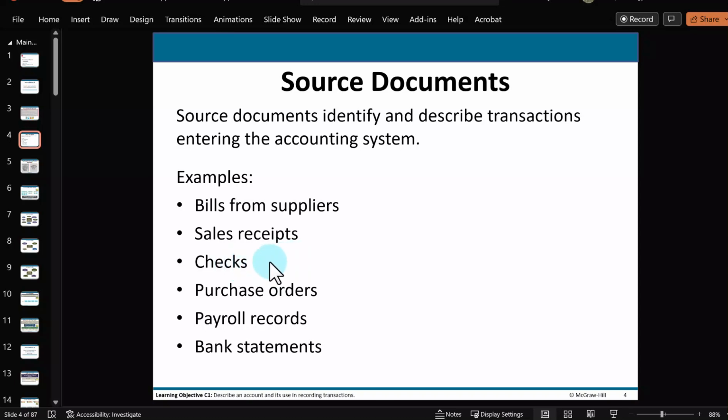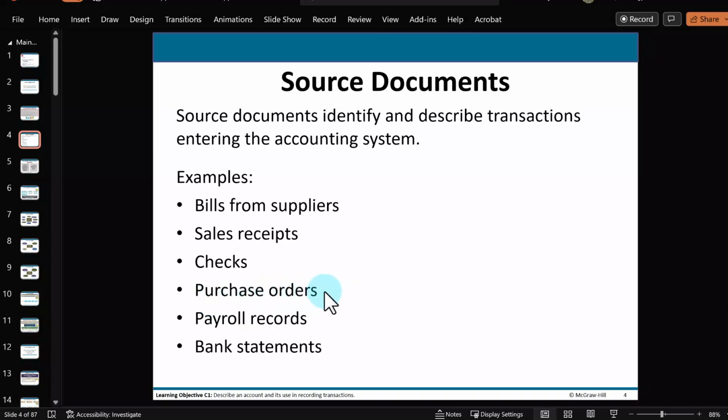Here's one way of spending money in your bank account: writing a check, and that's a source document. Even other types of withdrawals, transfers out of your bank account, those are also source documents, those paperwork. Placing an order, a purchase order or PO, may not necessarily be a transaction that you should be recording right away because you haven't maybe received the order yet. You haven't paid for the order yet, but you still need to keep track of placing that order, yeah?